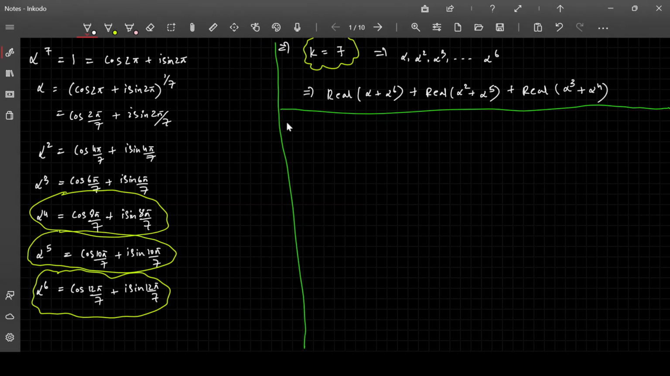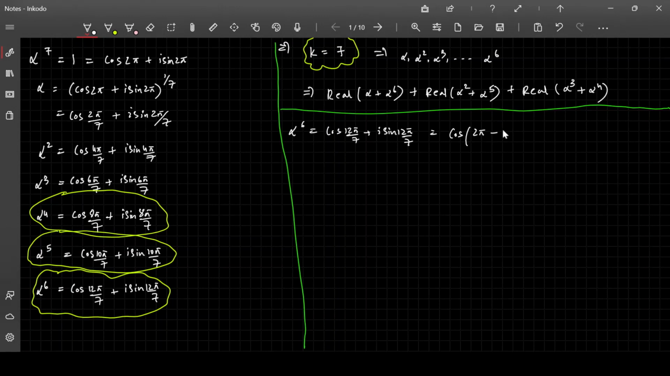So let us take the value of alpha power 6, that is cos 12 pi by 7 plus i sine 12 pi by 7. This can be written as cos of 2 pi minus, so how can we write this?